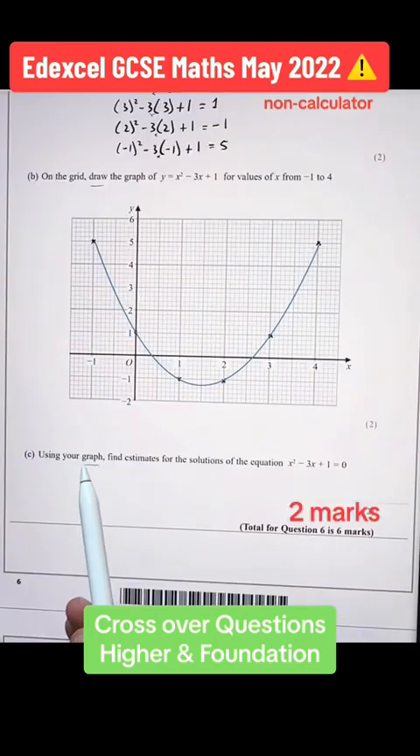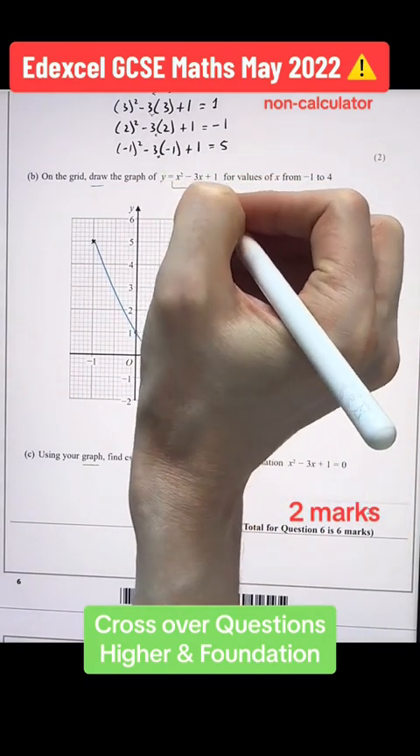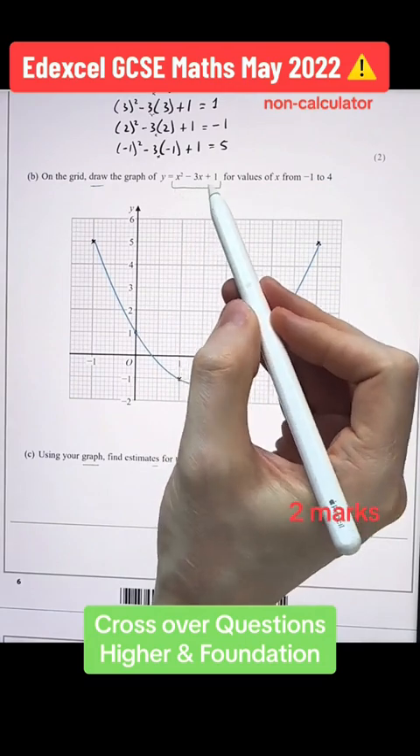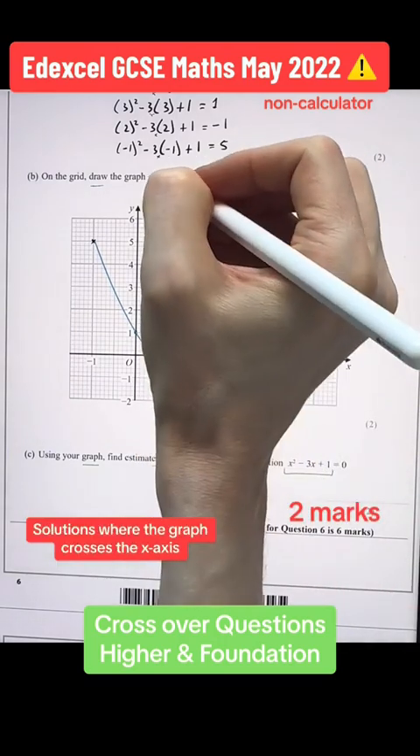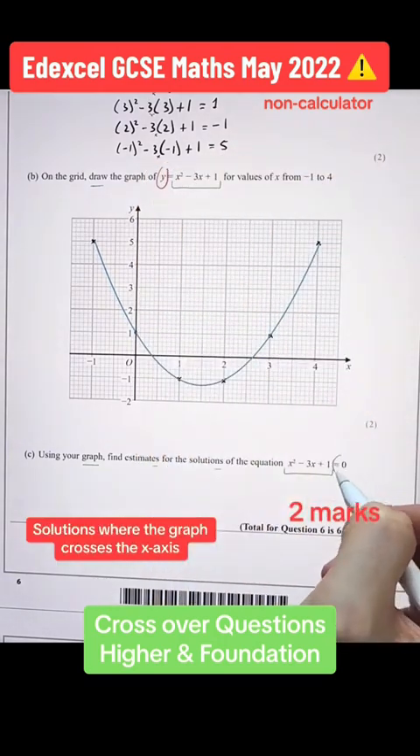Part C. Using your graph, find estimates for the solutions of the equation x squared minus 3x plus 1 equals 0. If I compare my two equations, I can see the quadratic is exactly the same. As here I've got x squared minus 3x plus 1, and here I've got x squared minus 3x plus 1. So therefore, all I need to find is where y is equal to 0.